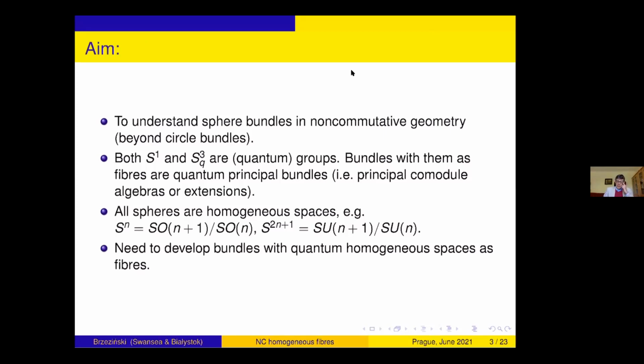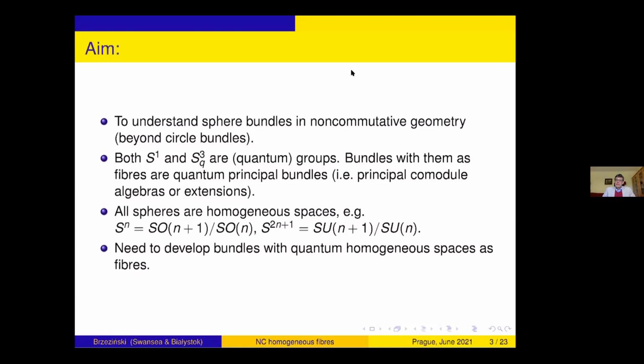So we end up with principal bundles, and this sort of bundles, from the algebraic point of view at least, is quite well understood. So these are principal comodule algebras or principal comodule extensions, and I will explain what a principal comodule extension is. Essentially, it's a Hopf-Galois extension, which is faithfully flat.